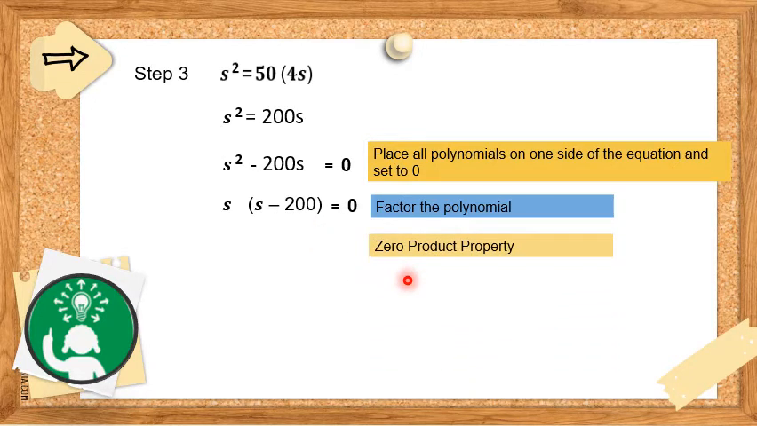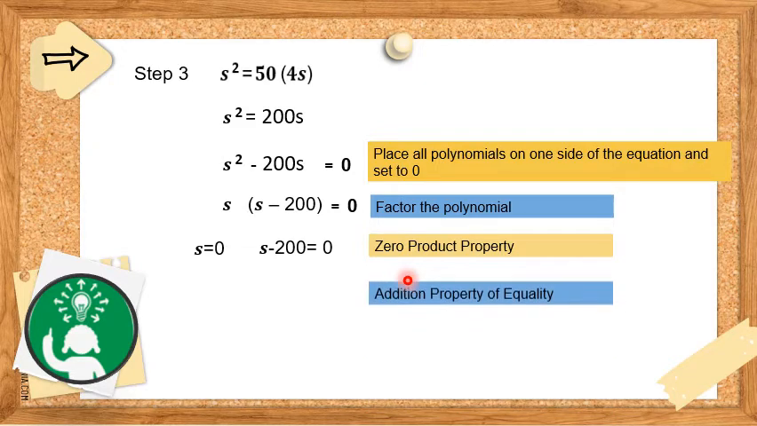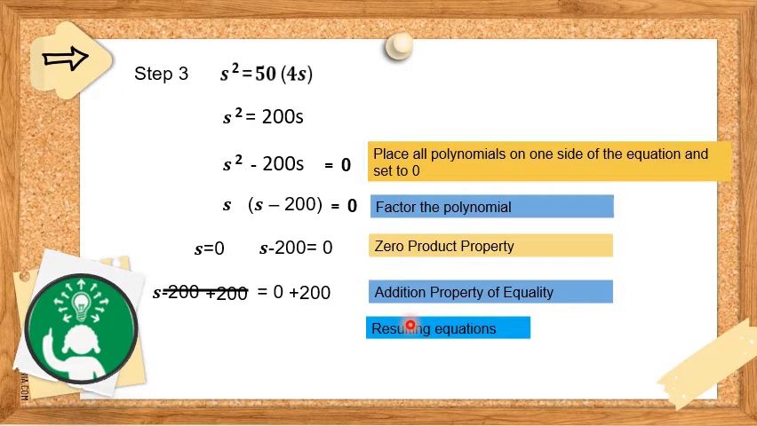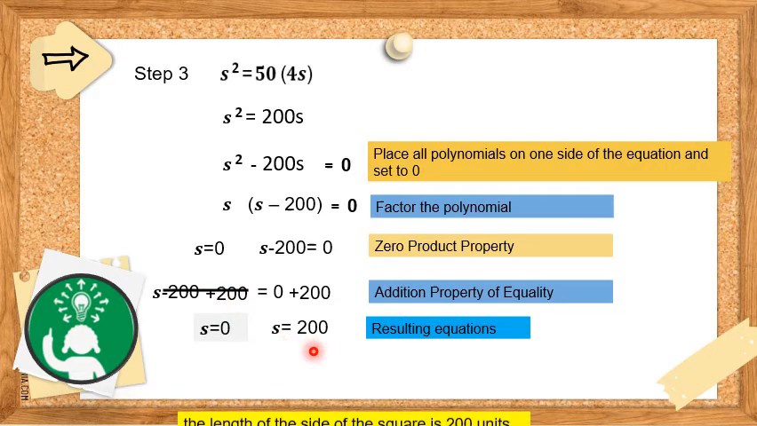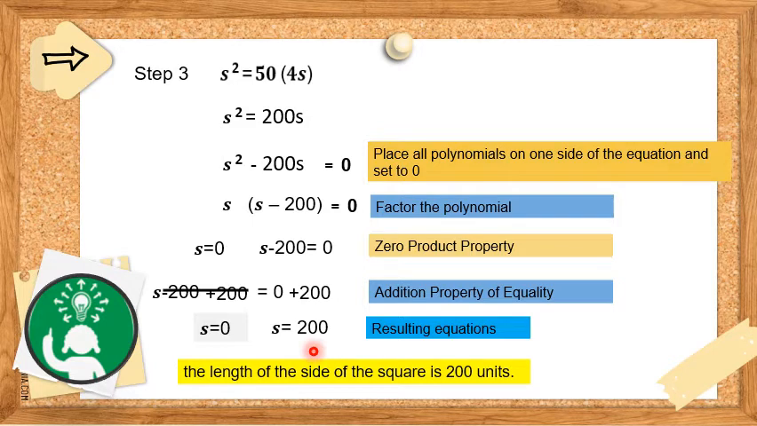Next, let's use the zero product property: S equals 0 and S minus 200 equals 0. Next step, let's apply the addition property of equality to S minus 200 equals 0. Let's add 200 to both sides and then cancel. In the resulting equations, we have the answers: S equals 0 from this one, and S equals 200 from this one. Now the final answer is that the length of the side of the square is 200 units. 0 is not included as the length of the side of the square.